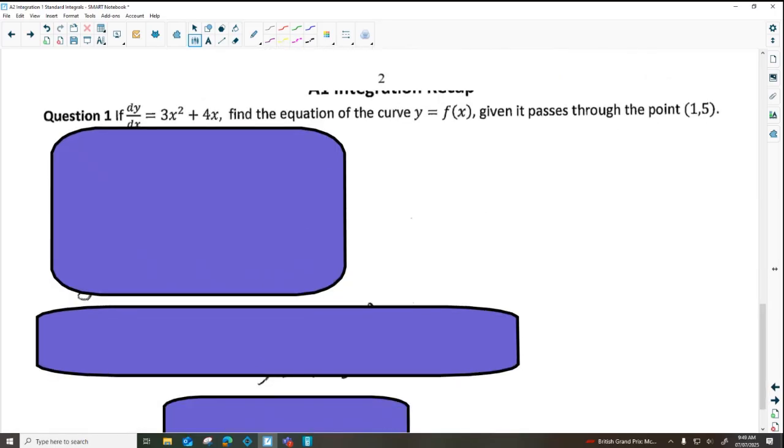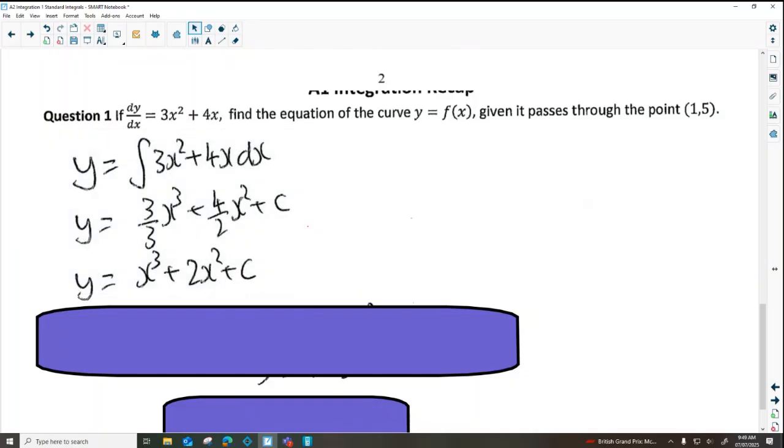Okay, students, so here is my model solution to this first question. If dy by dx is 3x squared plus 4x, y is going to be the integral of 3x squared plus 4x. You do not have to write it down with integral notation, but if you do, you put an integral sign at the front and a dx at the end. To integrate x squared, increase the power by 1, so it becomes power 3, and divide by the new power. So you get 3 over 3 x cubed. To integrate 4x, it's 4 over 2 x squared. You must remember to put a plus c.